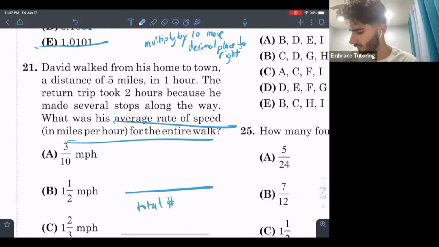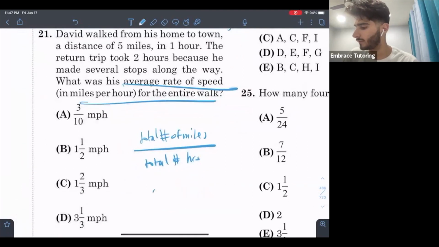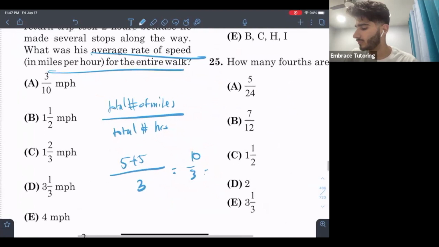total number of miles over total number of hours. So total of 5 plus 5 is 10 miles, and it took 3 hours. So 10 over 3 gives you miles per hour. 10 over 3 is 3 1/3.